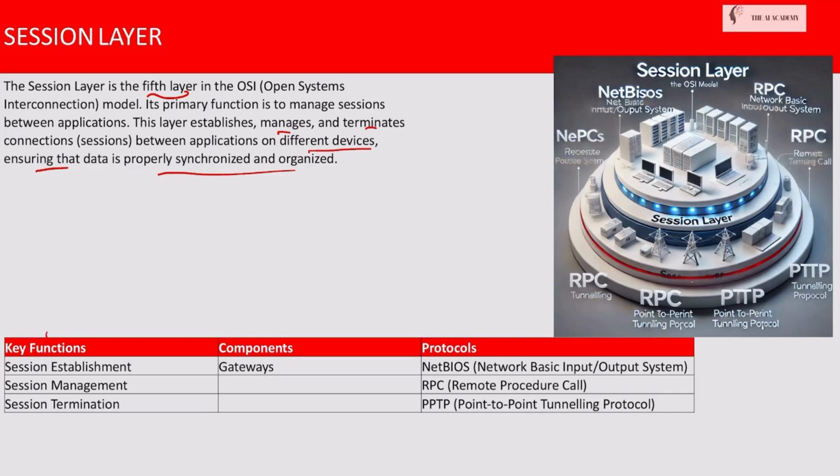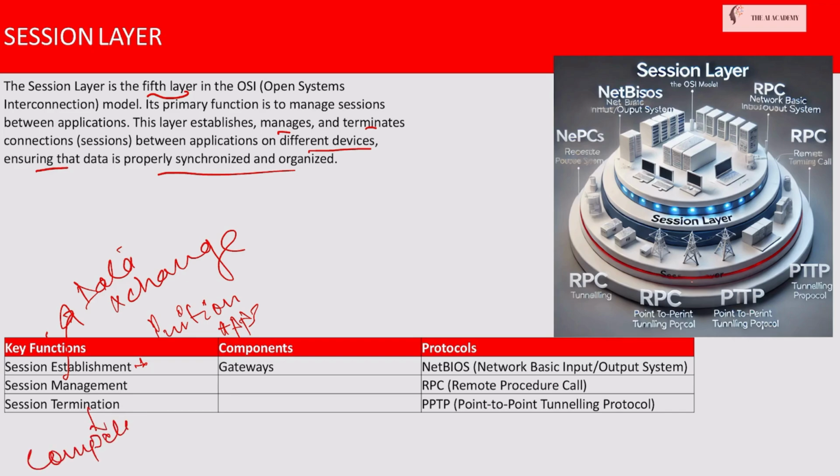The key functions are that the session layer initiates and establishes a connection between two applications on different devices, enabling them to communicate. Once a session is established, this layer manages the data exchange, maintaining synchronization and ensuring that the session remains active. And the session layer terminates the session once the communication is complete, releasing the resources allocated for the session.